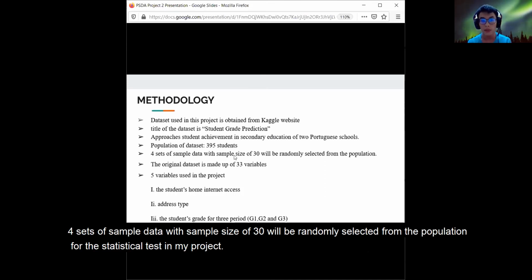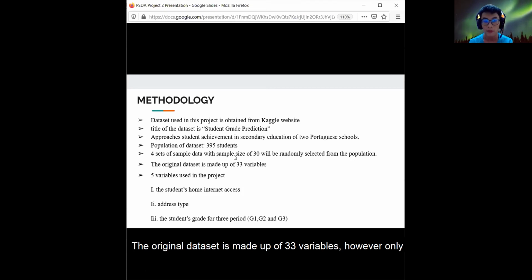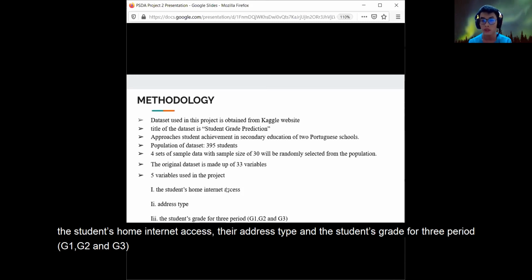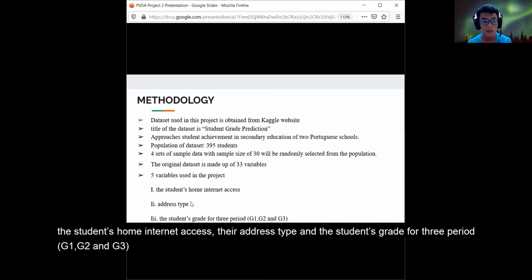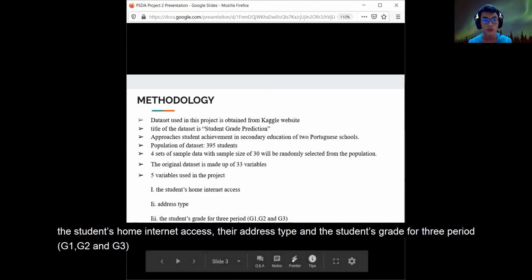4 sets of sample data with sample size of 30 will be randomly selected from the population for the statistical test in my project. The original dataset is made out of 33 variables. However, only 5 out of the 33 variables are used in this project, which is the student's home internet access, their address type, and the student's grade for 3 periods, G1, G2, and G3.